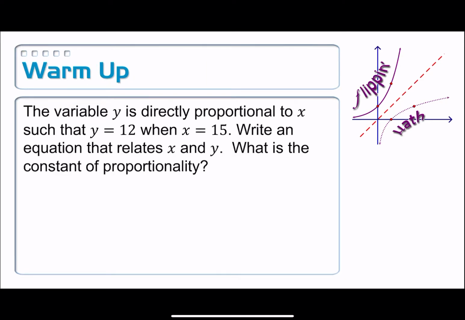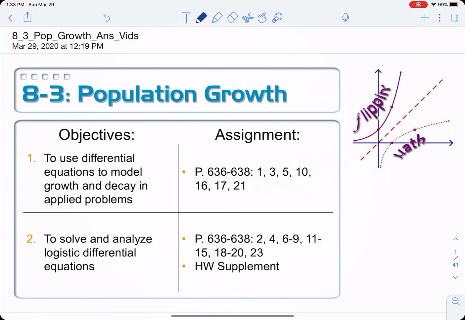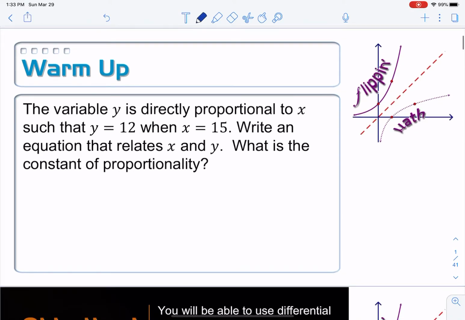Okay. So looking at our warm-up question here, the variable y is directly proportional to x such that y is equal to 12 when x equals 15. Write an equation that relates x and y and tell me what is the constant of proportionality. So yeah, this doesn't look like a calculus problem. It looks pretty much like an algebra problem. But we're going to use this as a jumping off point, and you'll see the significance of it in a bit.